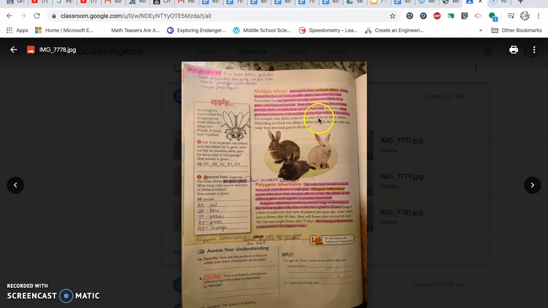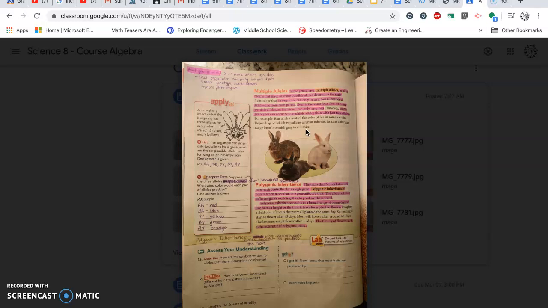And so the point is, even though there are more than 2 alleles for this gene, each individual can still only inherit 2. So even if there are 5 potential alleles, each offspring is only going to inherit 2. And so with multiple alleles, you have more genotypes, more combinations that are available. And as a result, you have more phenotypes. Like it says here with the bunny fur, depending on which 2 alleles a rabbit inherits, its coat can range from brownish gray to all white.